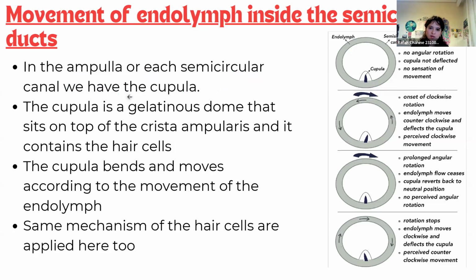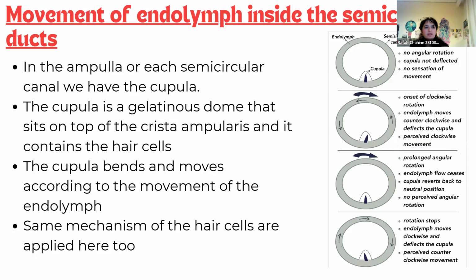Where is it? In the cupula. And where's the cupula? In the ampulla. And where's the ampulla? At the base of the semicircular canal. I hope that settles that. So the cupula will bend and move according to the movement of the endolymph.